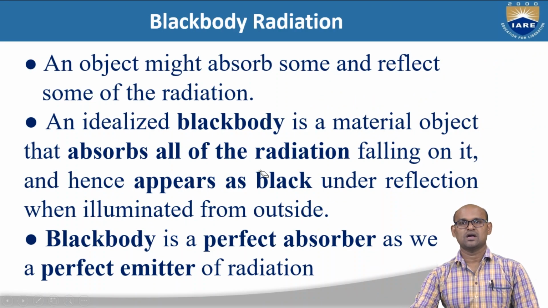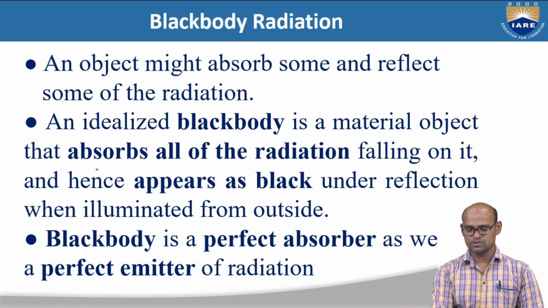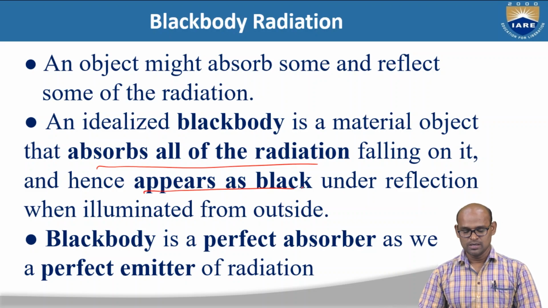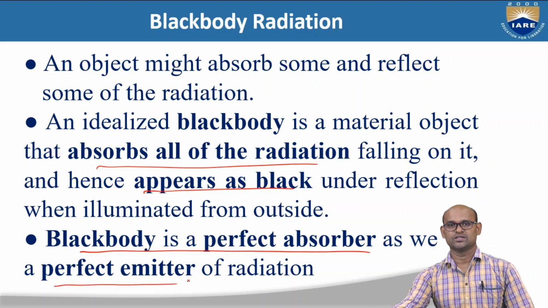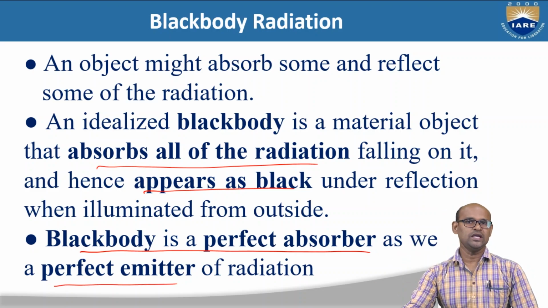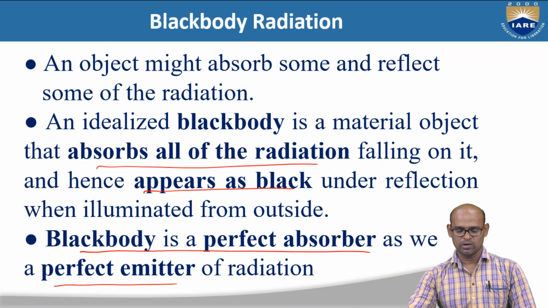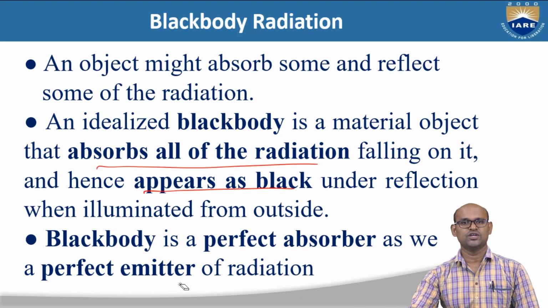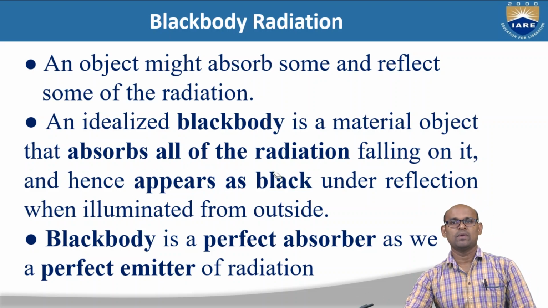First, let us start with black body radiation. We know a black body is a material object that absorbs all the radiation falling on it and appears black. A black body is a perfect absorber as well as a perfect emitter of radiation. When you supply energy, it absorbs all the radiation, and when you heat the black body, it emits all the radiation. That is why we call it a perfect absorber as well as a perfect emitter. In general, an object will not absorb or emit all the radiation; only a black body does.